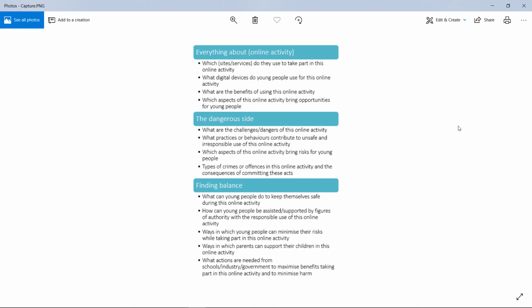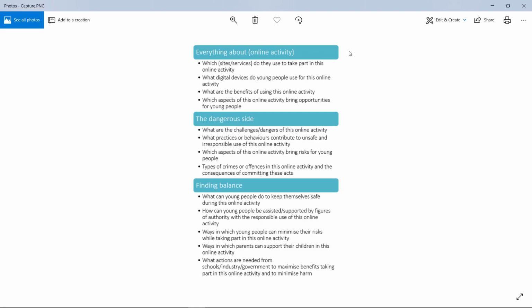If you have a look at this. So basically I would split it into three main areas. And the first thing is everything about this online activity. So, and that's the kind of words you'll use to research it as well. You need to present the first part of your research, everything about it.